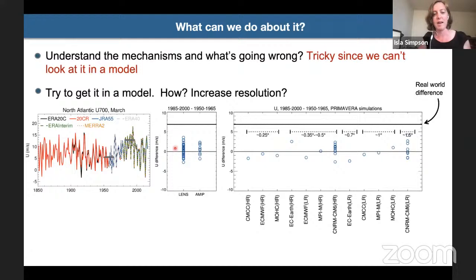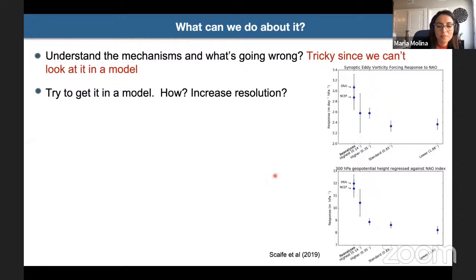So these are our CSM simulations. And then this is going from high resolution on the left to low resolution on the right. And the black line is the observed difference. And so there's no indication that going down to a quarter degree really necessarily improves anything in terms of this low frequency variability. But maybe we need to get higher resolution.